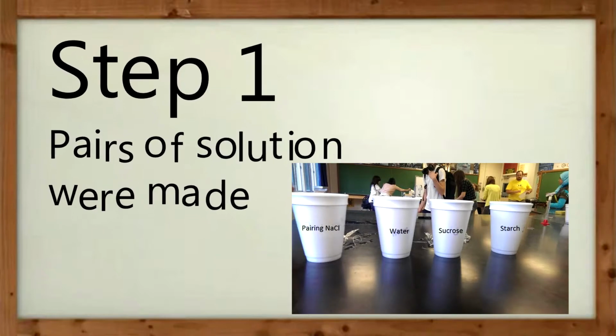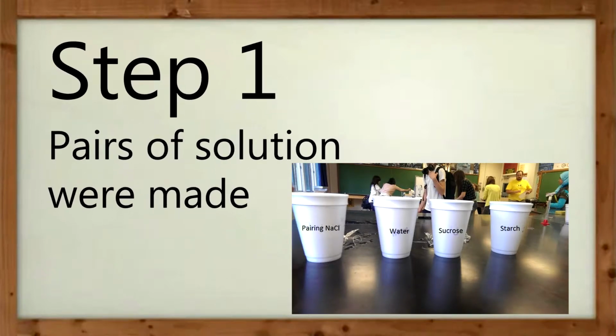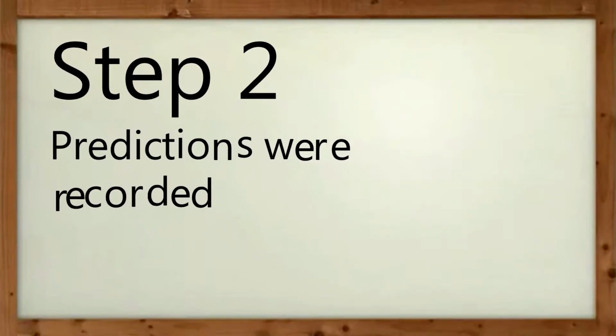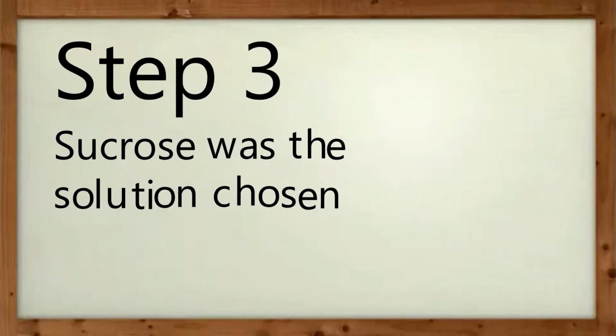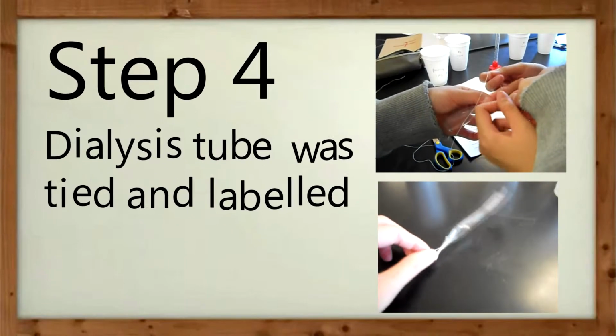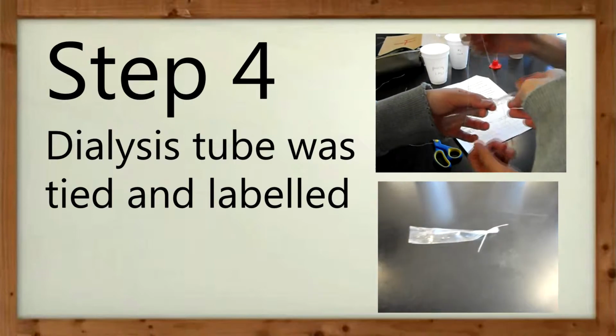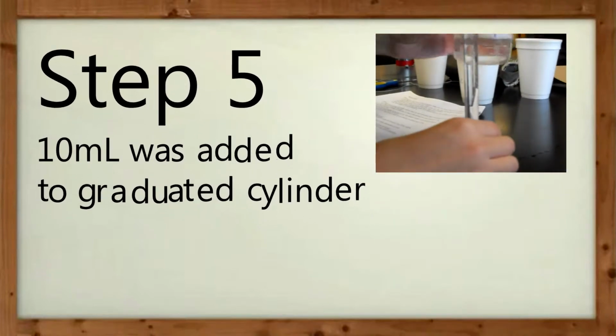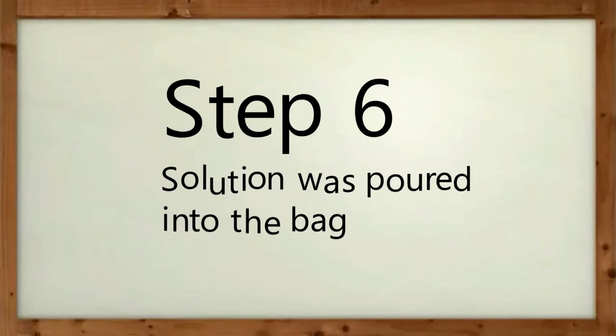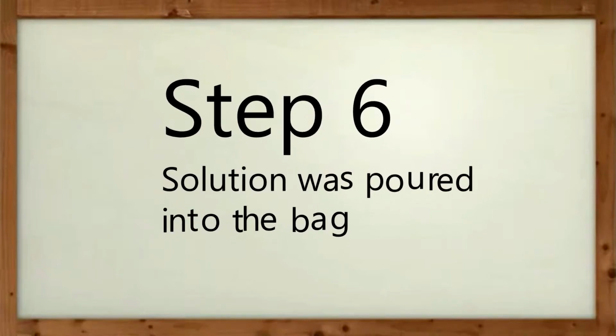Procedure. Step 1. The solutions were paired with each other differently and the cups were labeled. Step 2. The predictions of each pairing were recorded. Step 3. The chosen solution to work with was sucrose. Step 4. The dialysis tube was tied off at one end with dental floss and was labeled with the solution. Step 5. Approximately 10 milliliters of the solution was added to the graduated cylinder. Step 6. The solution in the graduated cylinder was poured into the dialysis tubing.